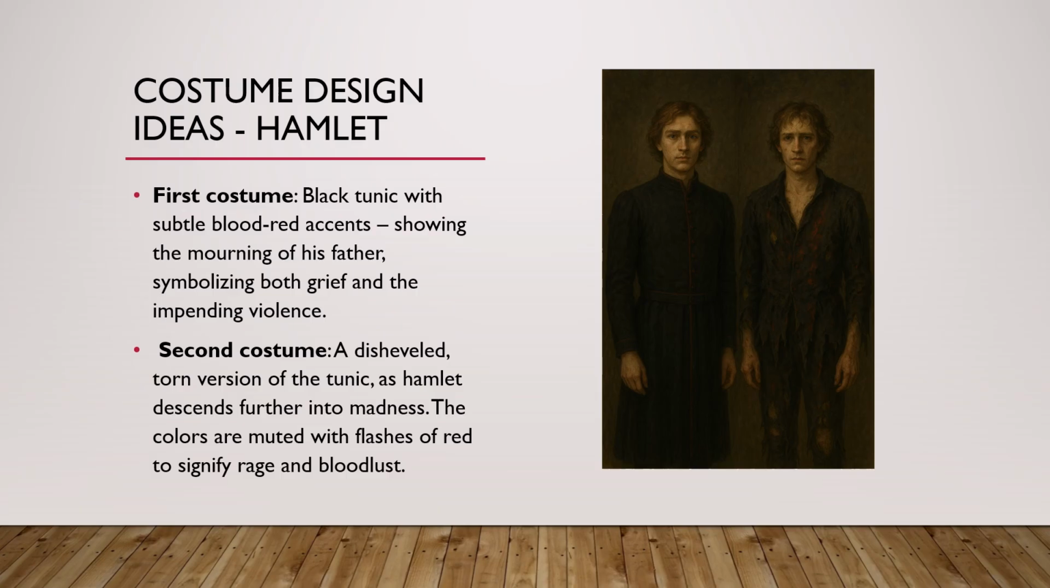Eventually, he has a second costume where it's a disheveled, torn version of that same tunic he wore in the beginning. And as Hamlet descends further into madness, the colors are muted and flashes of red are there to signify the rage and bloodlust. So it changes from a complete formal type of costume to a disheveled one, showing the inner workings of his brain and the bloodlust and how things end up with Hamlet.